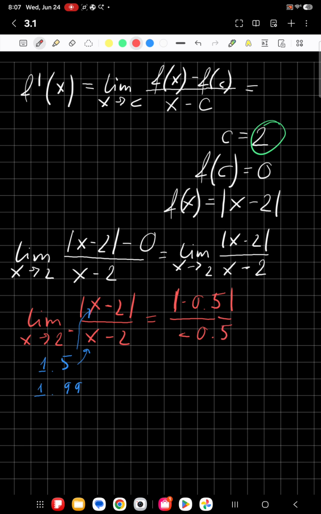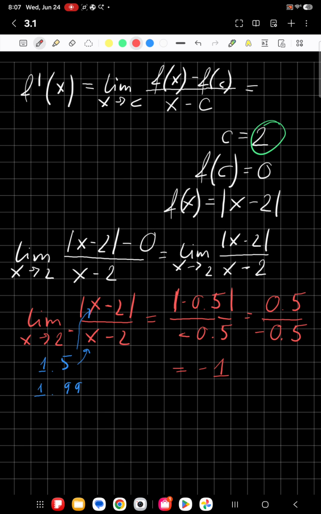Okay, so you see what's happening, right? The top is positive, the bottom is negative, the numbers are the same. So that limit is going to be negative 1. If I plug in 1.99, absolute value of a negative number is just a positive number, 0.5 over negative 0.5. So the answer is negative 1.